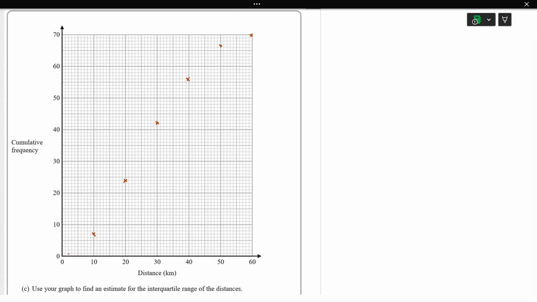Okay, we draw the cumulative frequency graph starting from 0. It's a freehand drawing, so we should connect all the points.